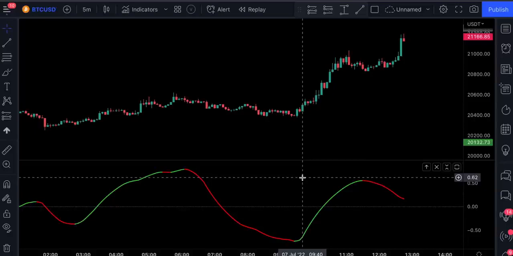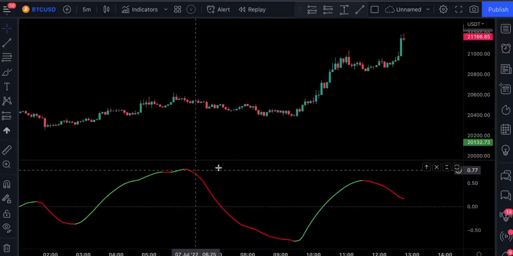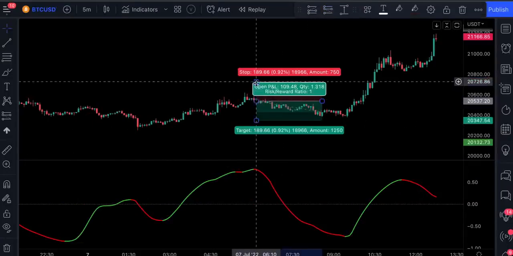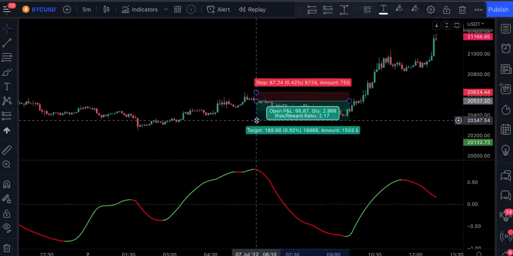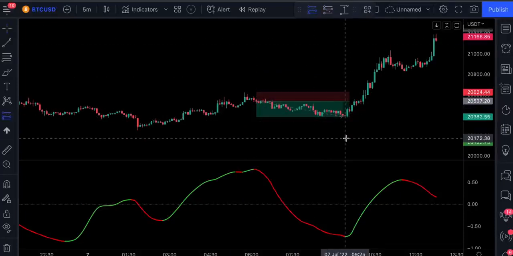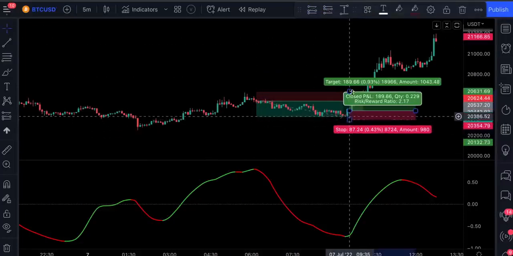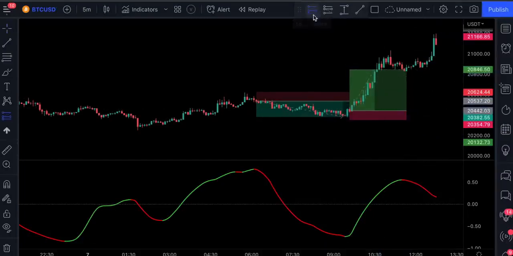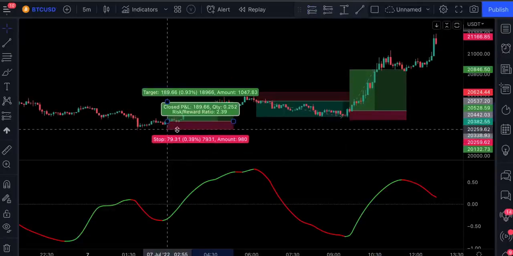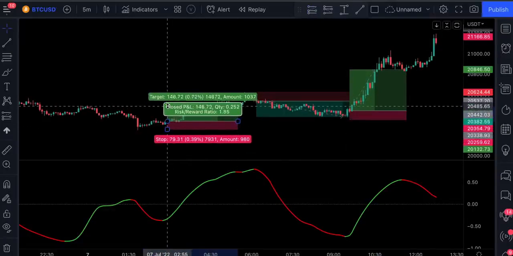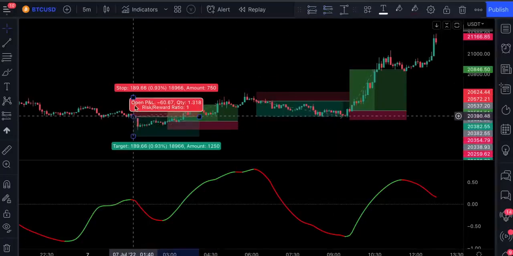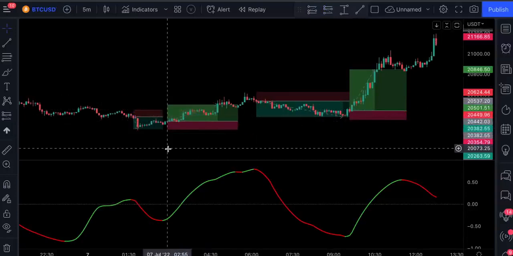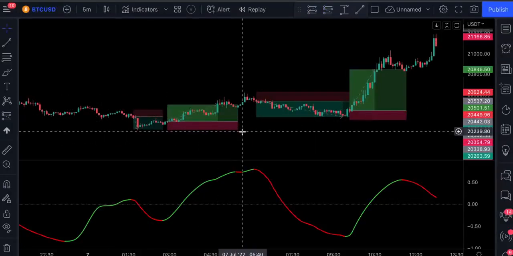And right away we can see that we have fewer false signals, and just take a look at how accurate these signals have become. Obviously not all of them will bring you profits, but this is definitely better than it was before.